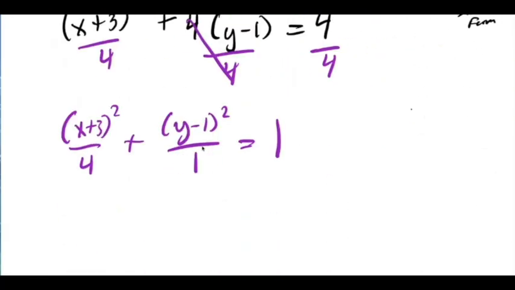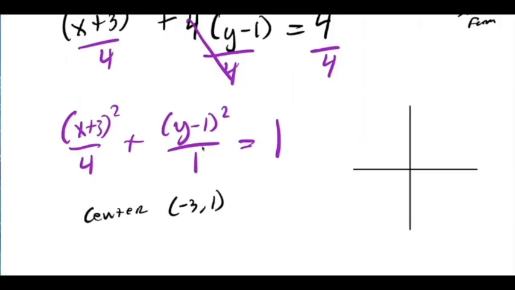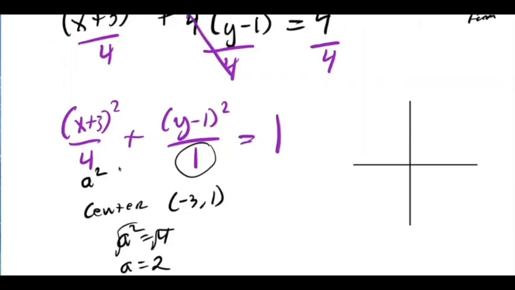I want to graph this. First, let's find our center. Inside opposites, negative 3 and 1. Our a is the bigger one. In this case, our a is going to be underneath the x squared, which means it's going to be a horizontal graph. We know a squared equals 4, which makes a equal 2. Underneath the y is our b in this case. b squared equals 1, square root, b equals 1. Now we have everything we need.